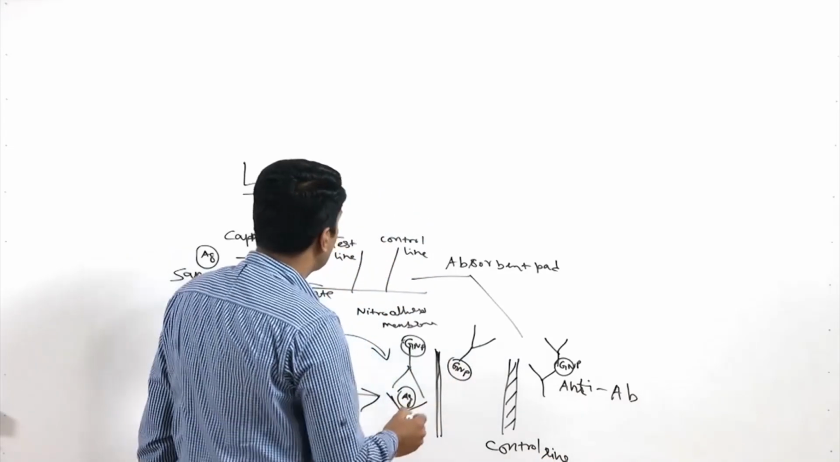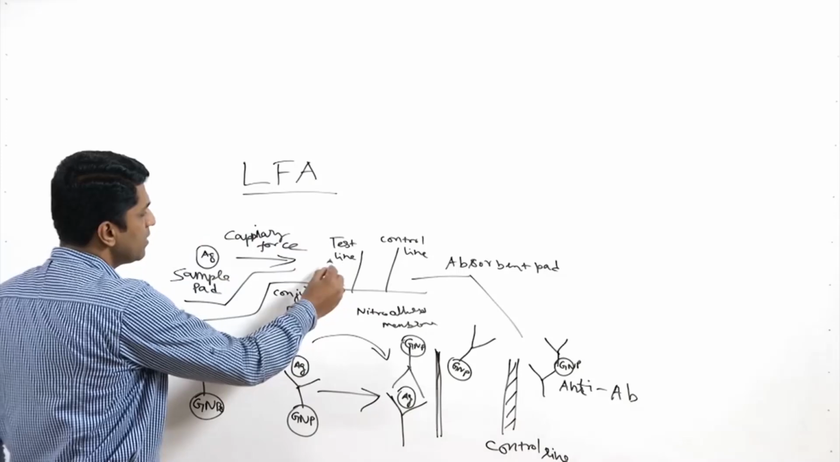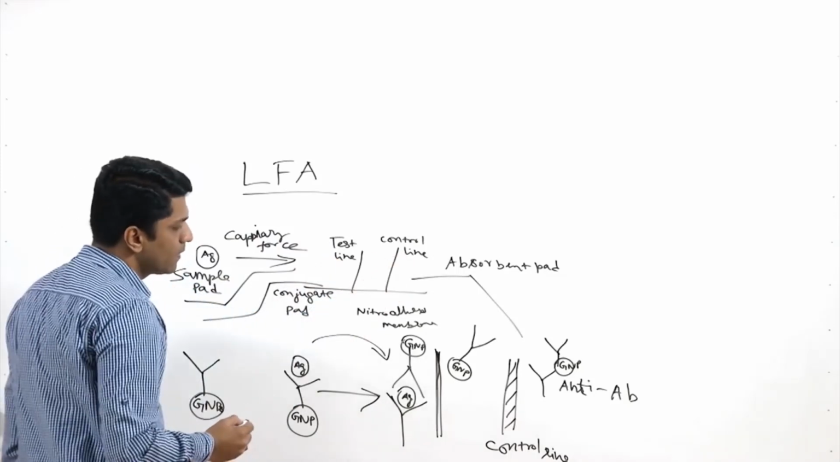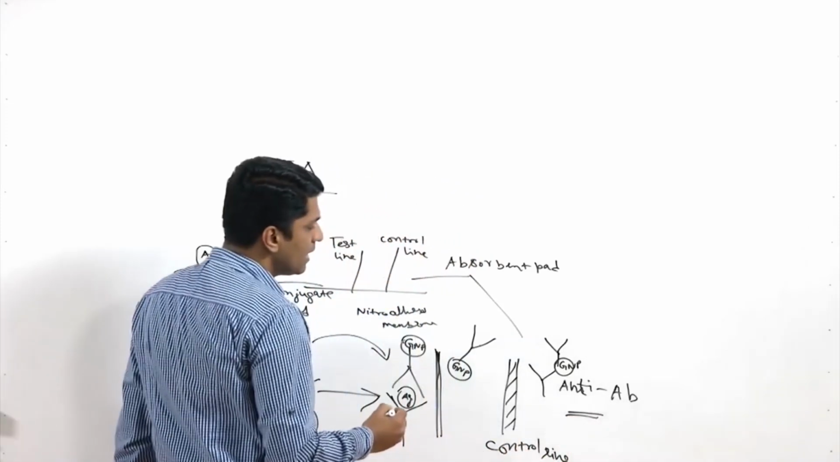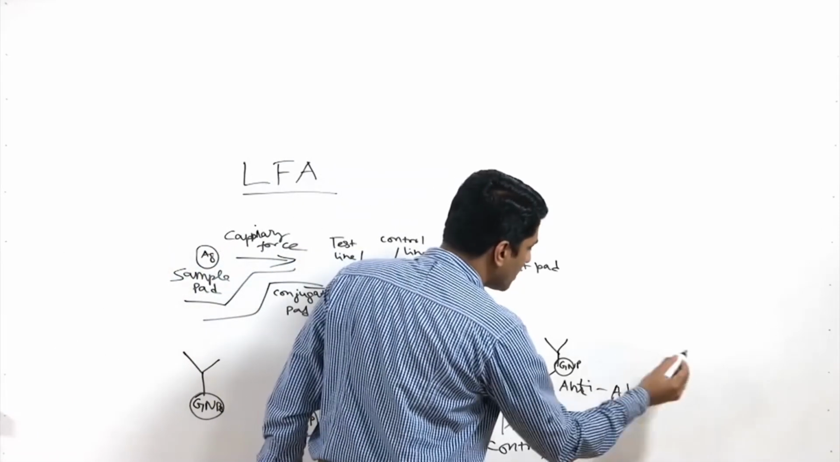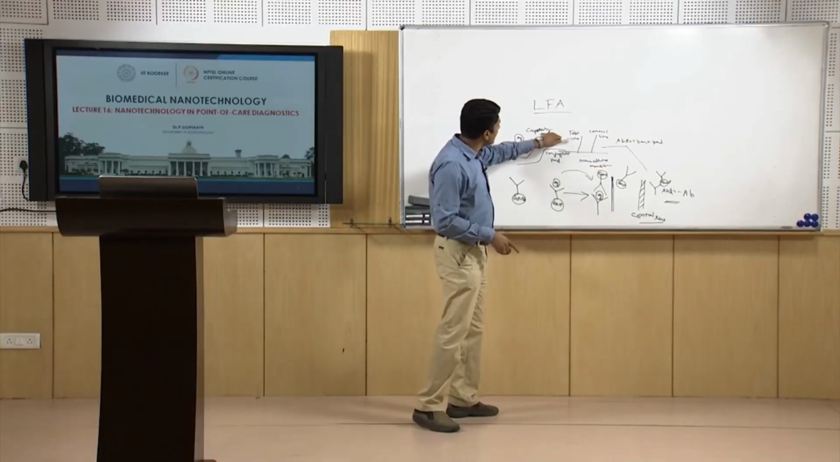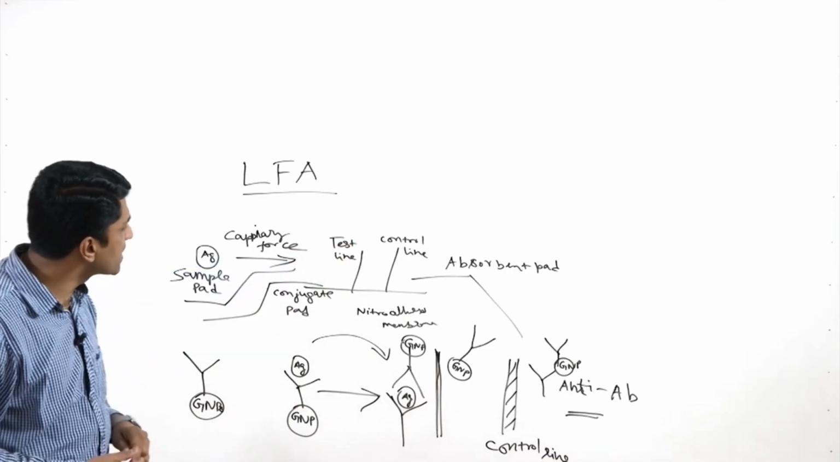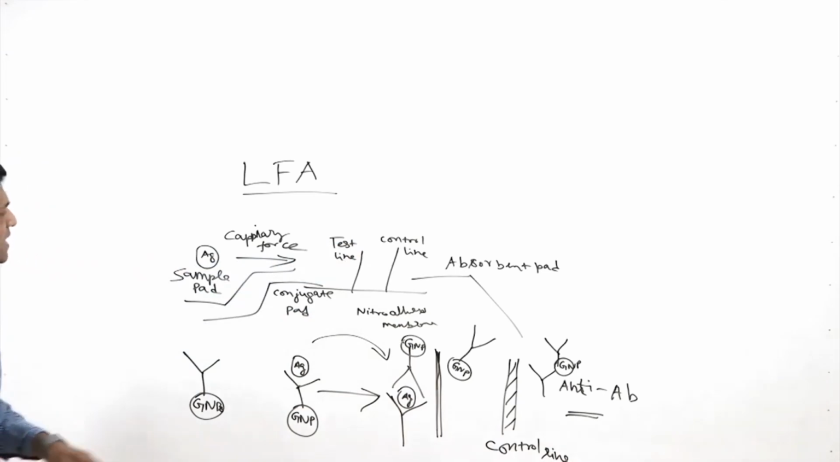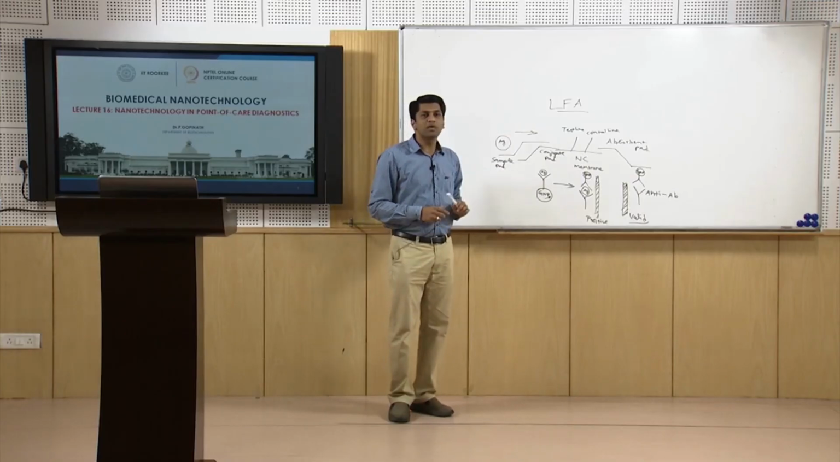For a positive sample you will get 2 lines, one is your test line, next one is your control line. This control line confirms your kit is working properly and the sample flow is in the proper direction. Here in the test line you will have the antigen antibody reaction, and in the control line you will have the antibody reaction. So, this is the basic principle of lateral flow assay. I hope you understood the principle of lateral flow assay.